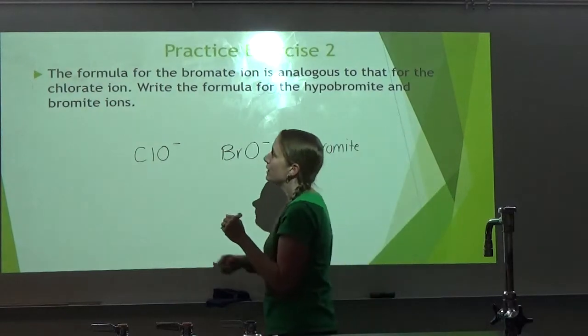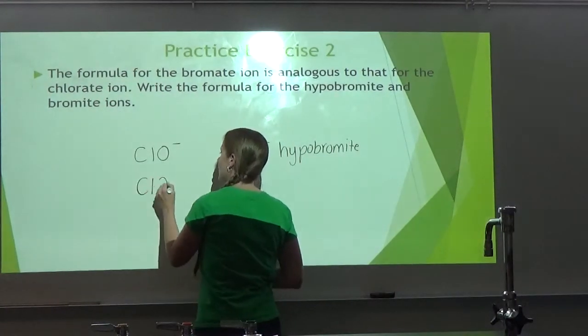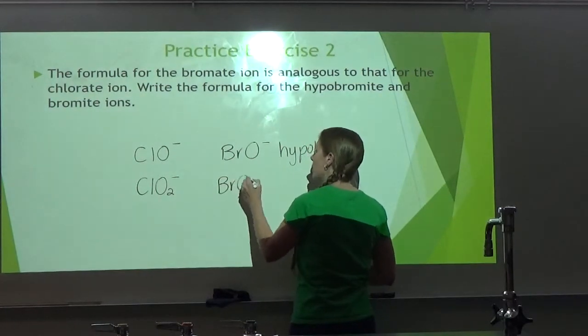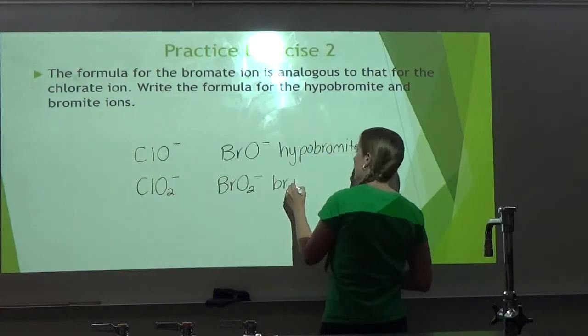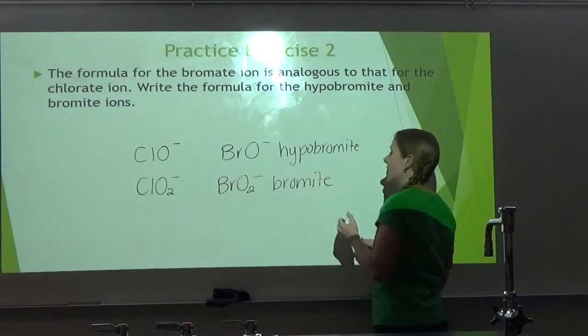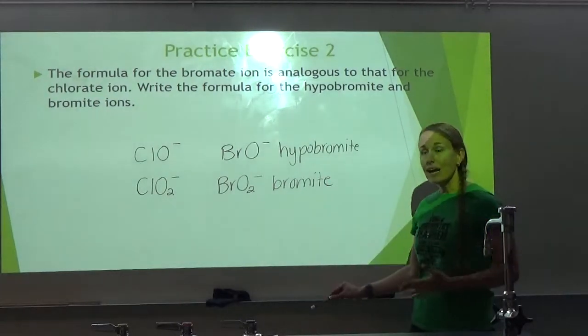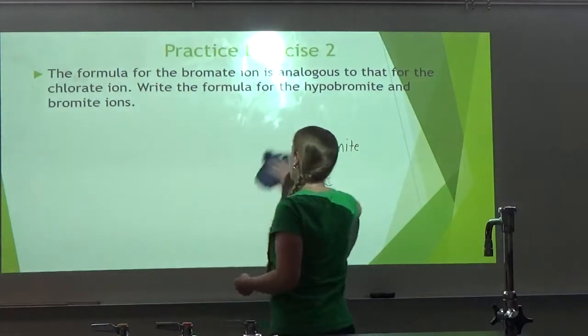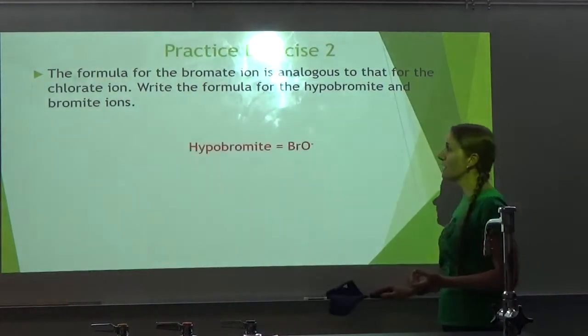And then we need bromite. Chlorite is ClO2 negative, so bromite would be BrO2 negative. So that would be my bromite. And again, iodine and bromine are going to form similar polyatomic ions the way chlorine does because they're in the same group.